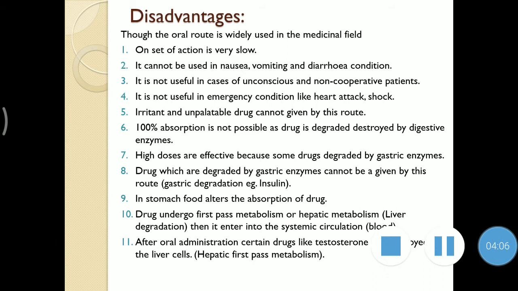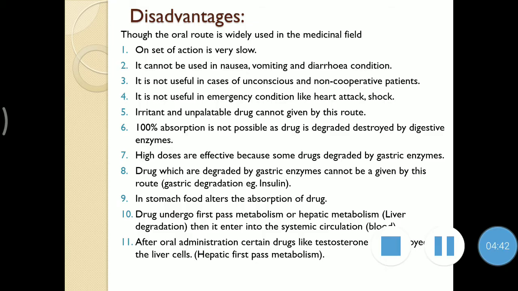Although the oral route is widely used in the medical field, it has certain disadvantages. Number one, the onset of action is very slow. It normally takes 20 to 30 minutes, maybe even 90 minutes, to start the action. Next, it cannot be used in nausea, vomiting, or diarrhea conditions. It is not useful in cases of unconscious patients, so an unconscious patient cannot take the drug by oral route. A non-cooperative patient who doesn't want to take the drug cannot be given the drug forcefully.